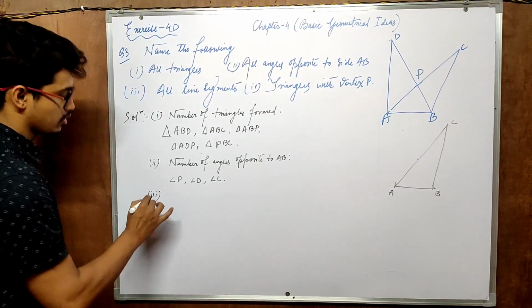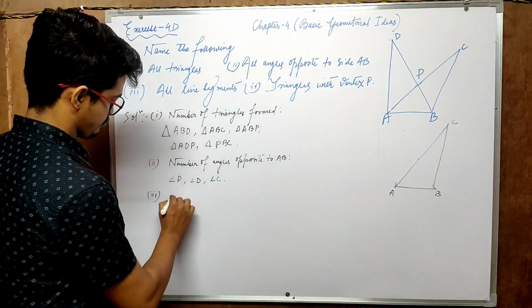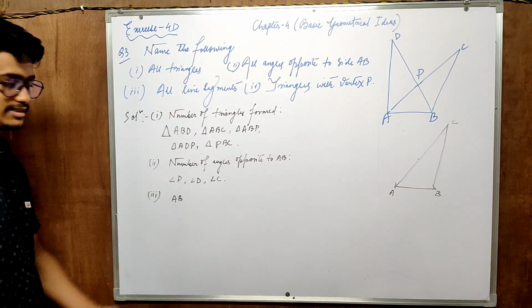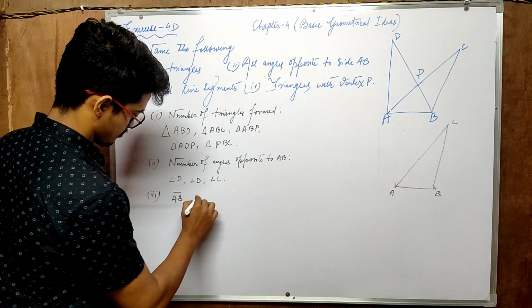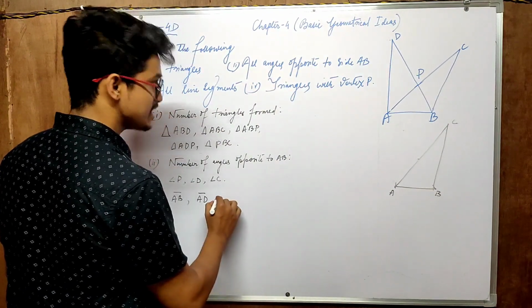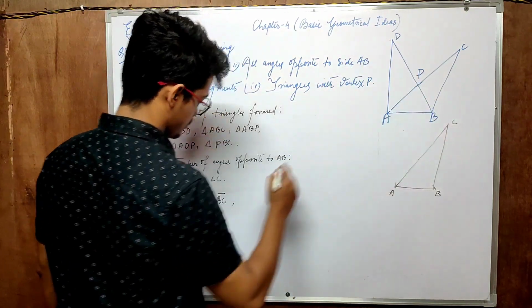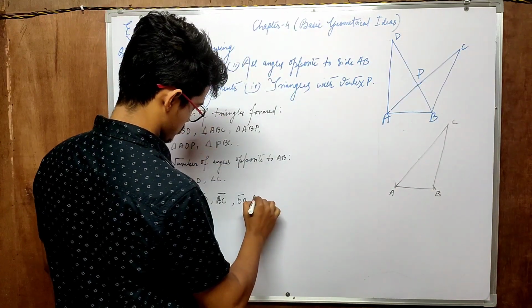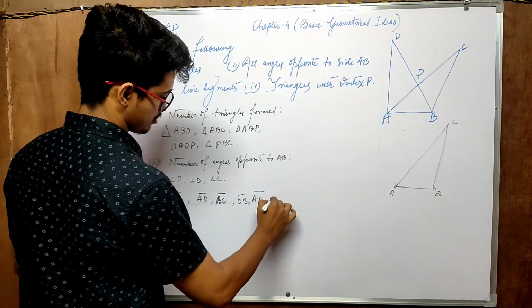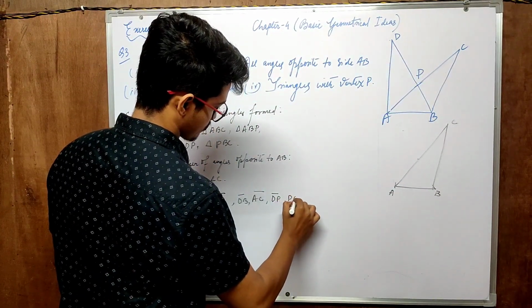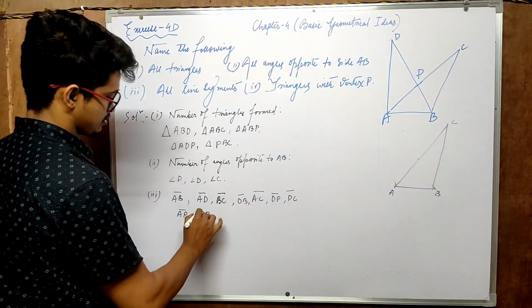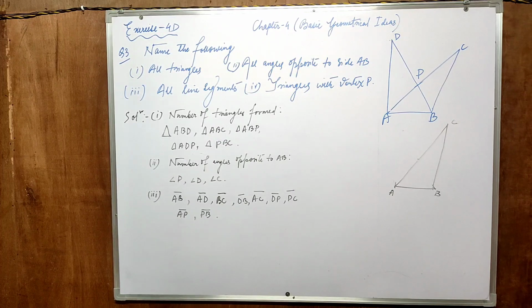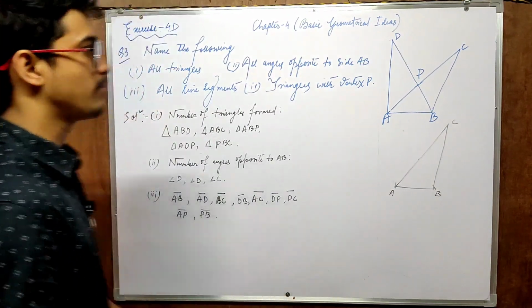Third question: all line segments. Write down how many line segments there are. AB, and what is the sign which signifies that this is a line segment? Put one line at the top. After that, AD, then ABC, then DB, then AC, then DP, then PC, then AB, AP, then PB. Anything left? I guess not. PC? Alright, yes, done. These are the total line segments forming in this particular figure.